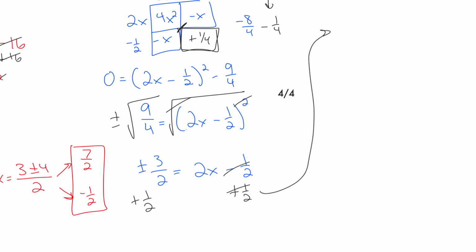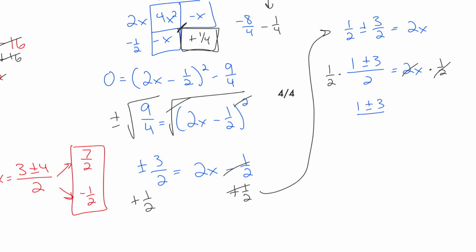I'll go up here. It's going to be 1/2 plus or minus 3/2 equals 2x. I'm not going to do any major math in this next step. I just want you to realize 1/2 plus or minus 3/2 is the same thing as 1 plus or minus 3 all over 2. Multiply both sides by 1/2. Yes, I could divide it by 2, but I want to multiply by 1/2 because I don't want to introduce fractions inside of fractions. And that'll give me 1 plus or minus 3 all over 4 is equal to x.